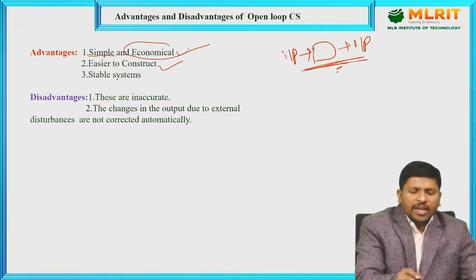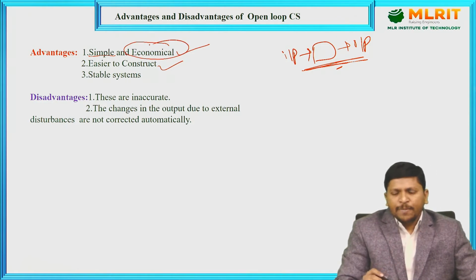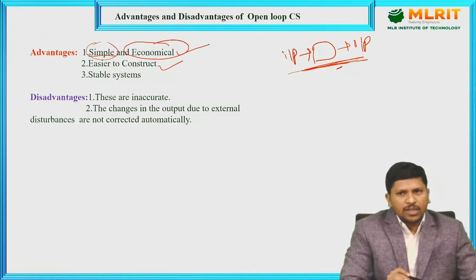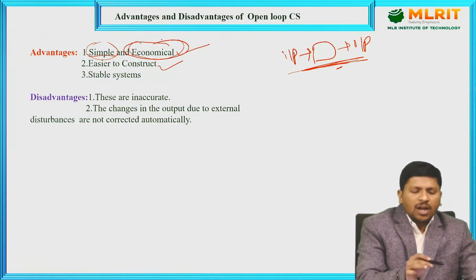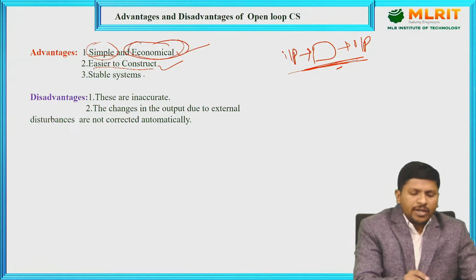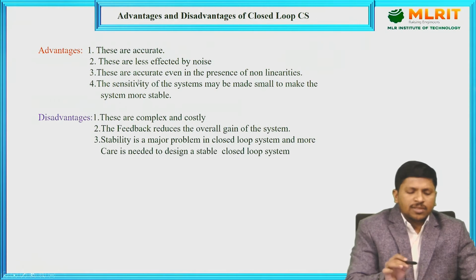Economical means the amount we spend on designing an open loop control system is very low compared to the closed loop control system, because we use only a small number of elements. That's why open loop control systems are simple, economical, and easier to construct. Coming to the third point, open loop control systems are stable.